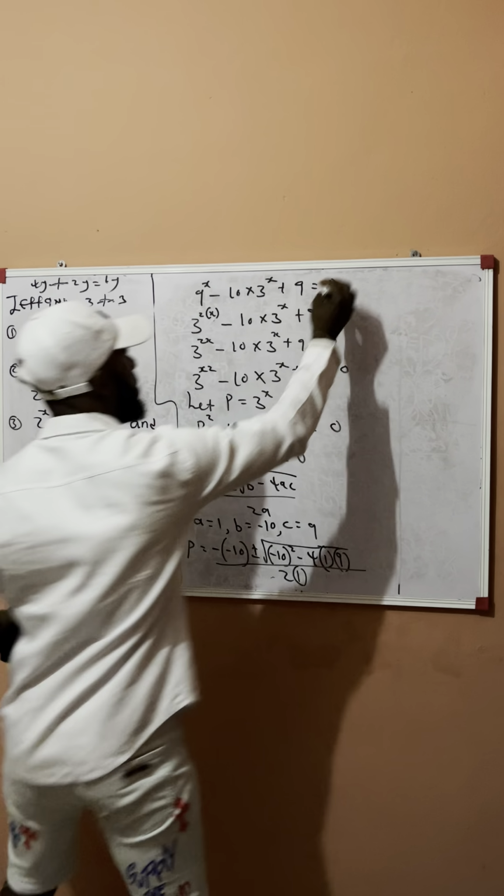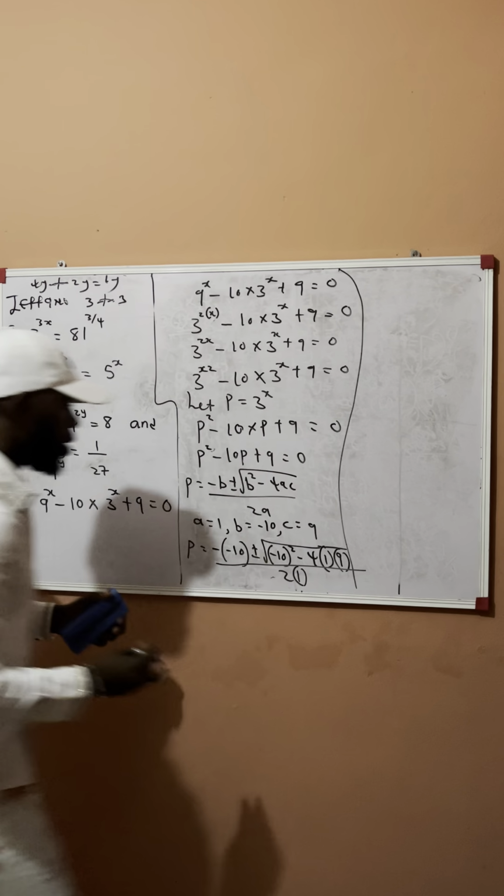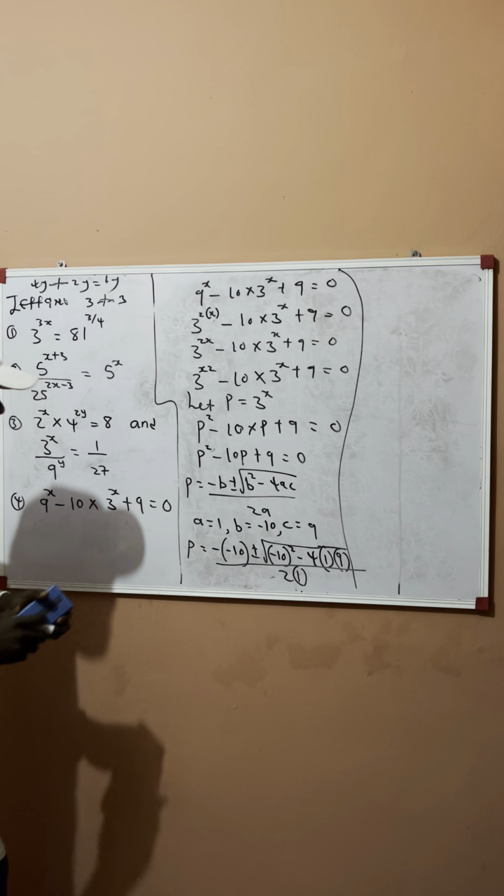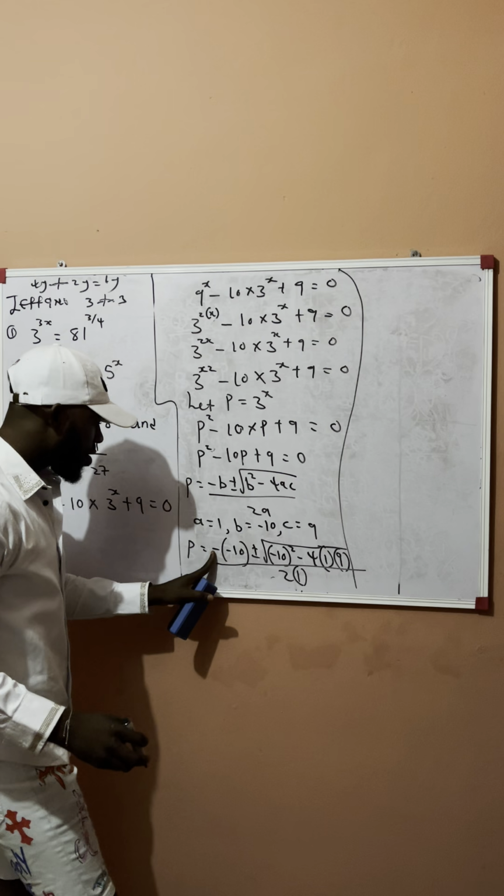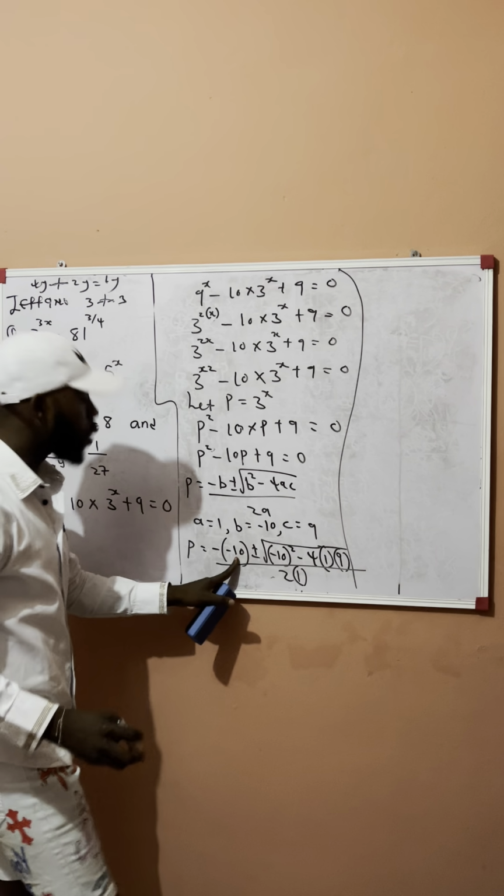Okay, now without wasting time, let's try to make it on the board properly. You see, now, first of all, minus times minus is plus. So what do we have here? 10.